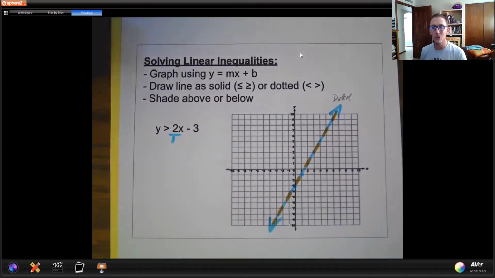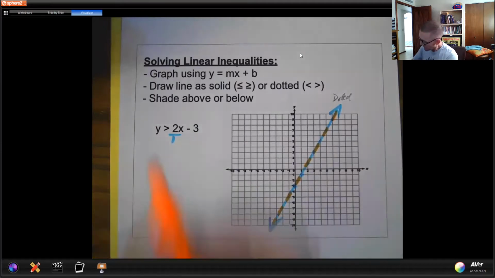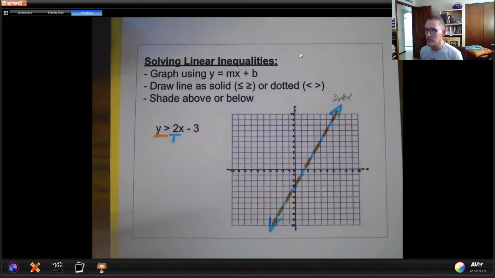Well, when it's on the grid and it's in a linear inequality, we're going to shade on either side of the line. Now I'm going to give you two techniques to decide which side to shade. The first technique is the one that I think is the easier of the two, but that's because it makes sense for me. This right here says that y is greater than 2x minus 3. It's greater than the line.